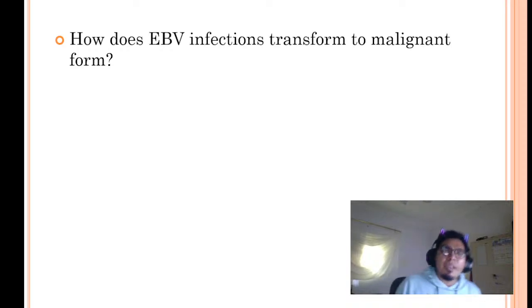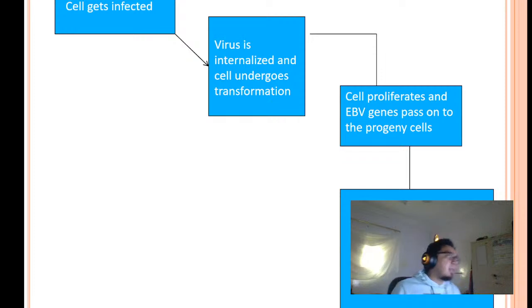Now, the next slide is a little bit more complicated. Let's try to whittle it down into a much more understandable form. How does EBV infection transform into a malignant form? Well, let's start at the first bit. A cell gets infected, the virus gets internalized and undergoes transformation, after which the cell proliferates and EBV genes pass on to the progeny cells. What are the progeny cells? Of course, that will be the memory B cells. The EBV DNA remains in the latent stage until reactivation occurs.